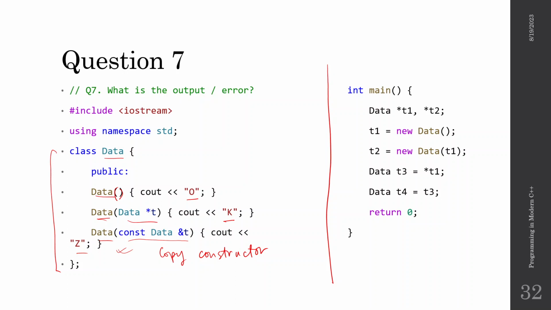If your class name is MyClass, then your copy constructor will always look like this. This will be the type signature. Anyway, this prints O, this prints K, and this prints Z. Now we come to the main function.